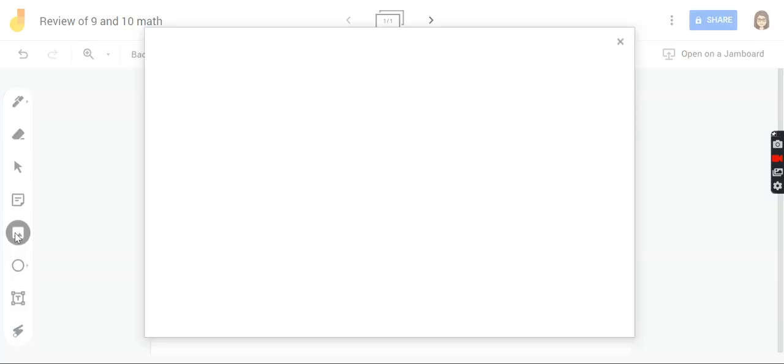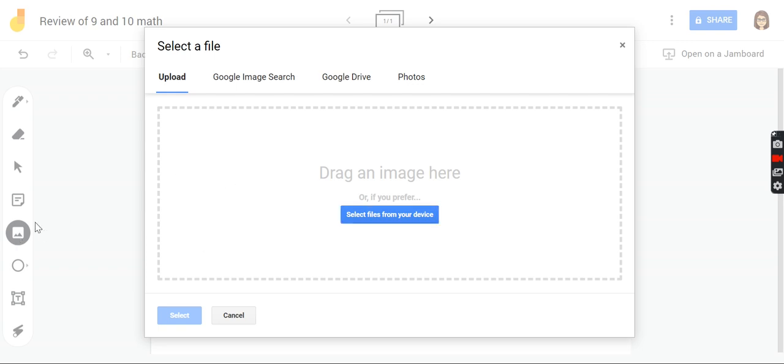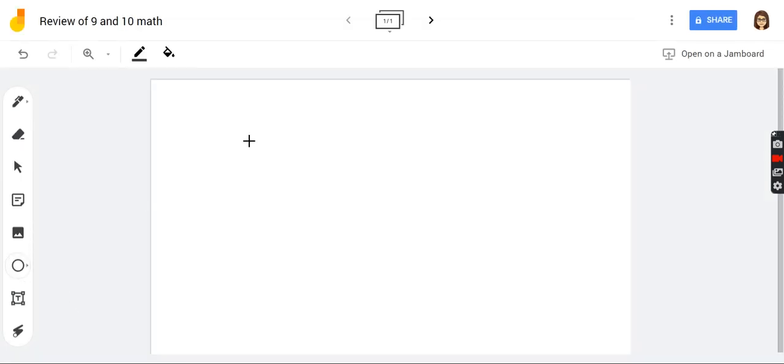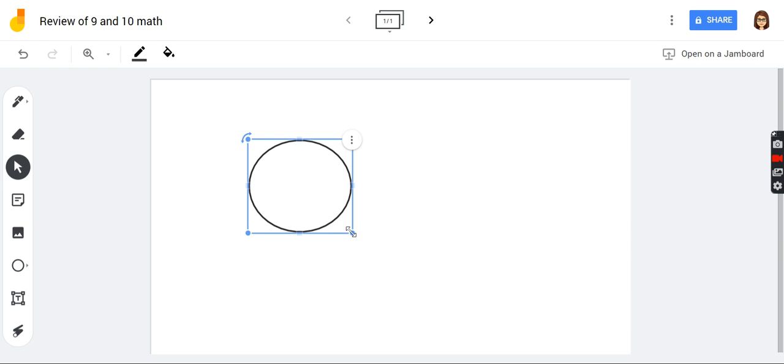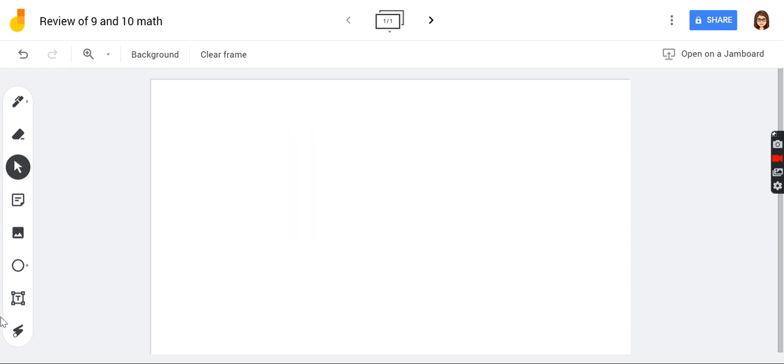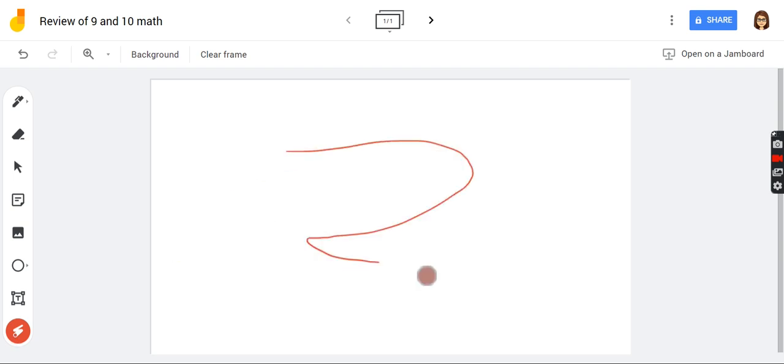You can import an image. Whatever you like, you can just drag an image into here. I'm going to cancel out of there. This is the draw-a-circle tool. If you want to draw a nice circle or oval, you put it in there. There is a text box. So I can open a text box and I can actually type here. And this is a laser tool. So if you want to highlight something that's been written, you can highlight it and it will go away by itself in a second.